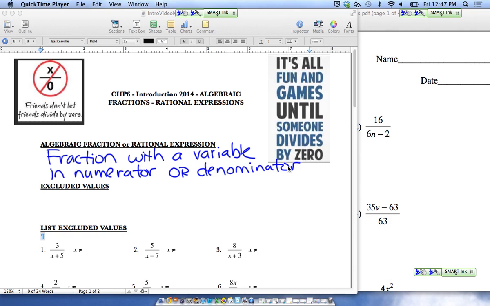And the reason I have these little kind of joke things on your notes, your initial set of notes, is because division by zero is not allowed. So whenever you have a fraction with a variable in the denominator, you have to make sure that you don't have a value that would make the denominator zero. So what we call excluded values are variable values that would make the denominator zero.